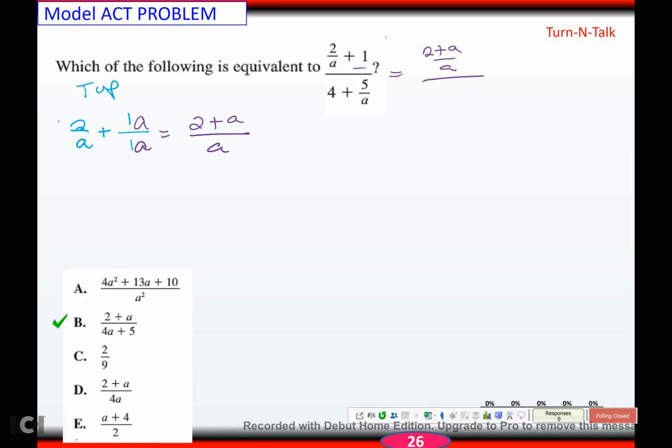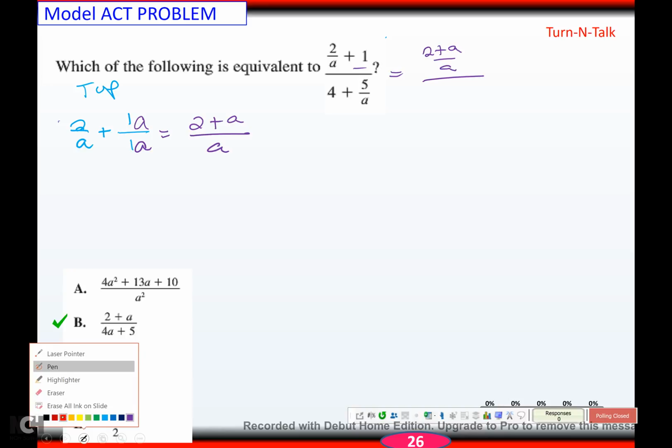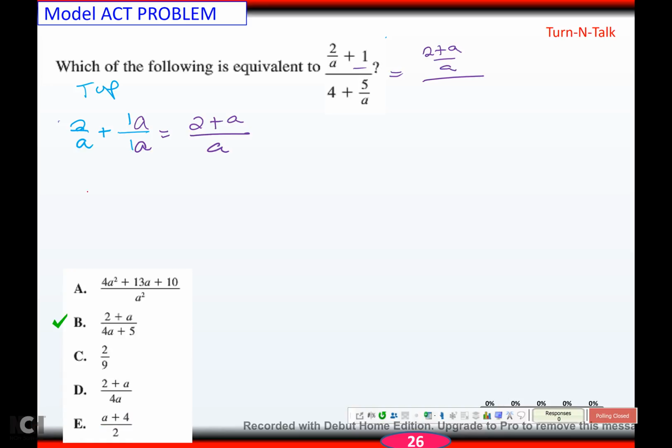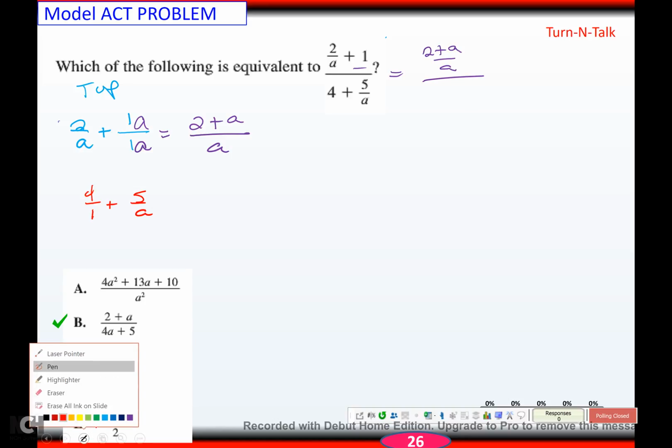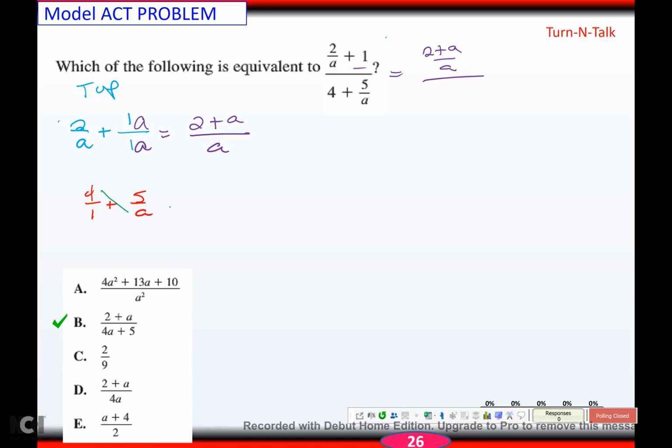Okay. On the bottom, I'm going to do the same thing. I have 4 over 1 plus 5 over a. Well, I need a denominator of a. Or you could do the crisscross straight across. Criss would be 4a plus cross would be 5, all over crisscross would be a. So that's going to be 4a plus 5 over a.